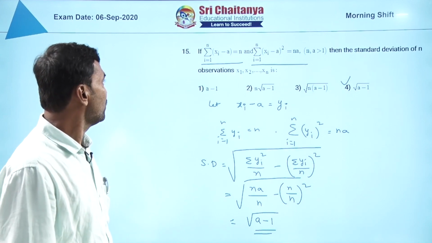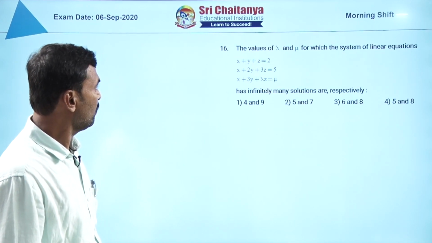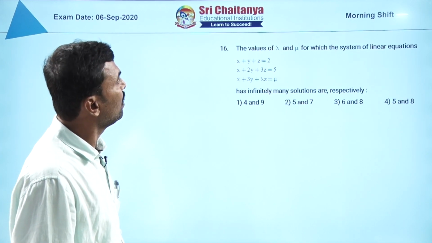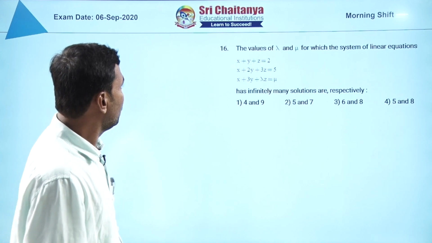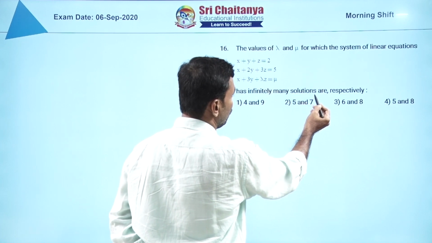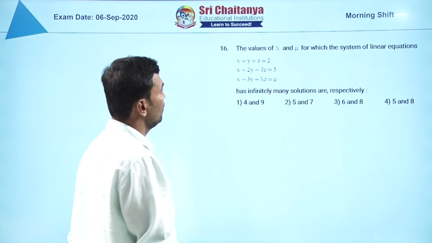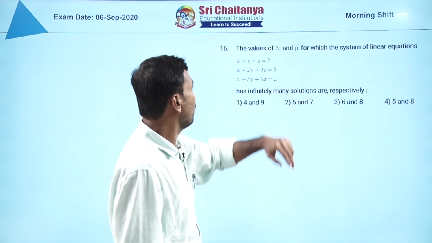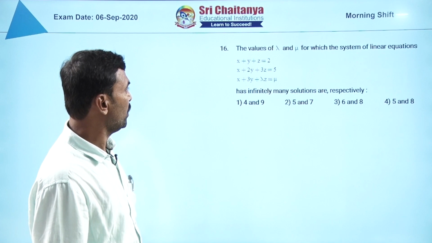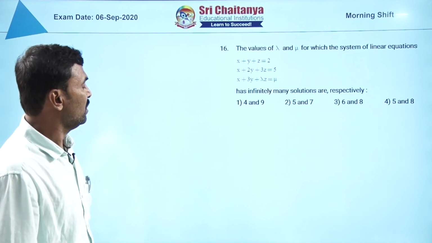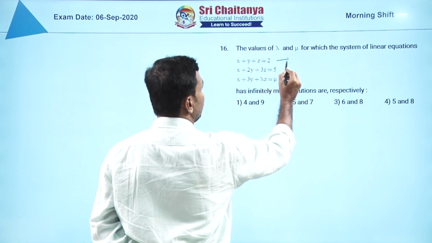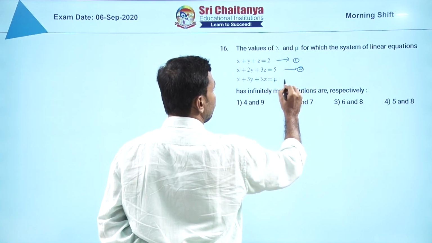We will go to the 16th problem. Okay. This problem is from system of linear equations. This system of linear equations has infinitely many solutions. For what values of lambda and mu does this system of equations have infinitely many solutions, he is asking. See, let us suppose this is the first equation, this is the second, this is the third.